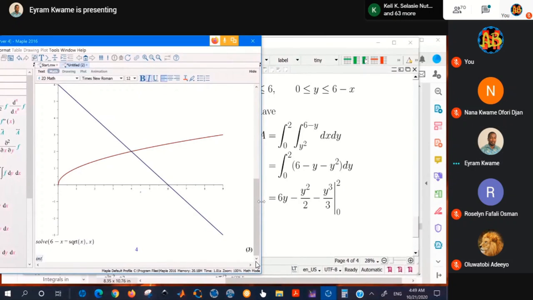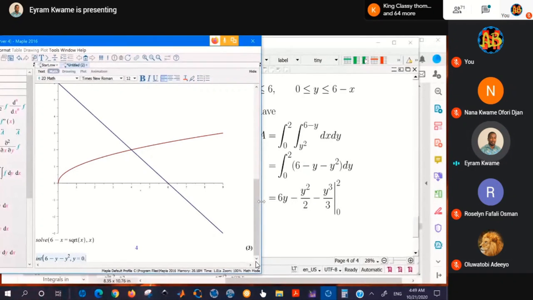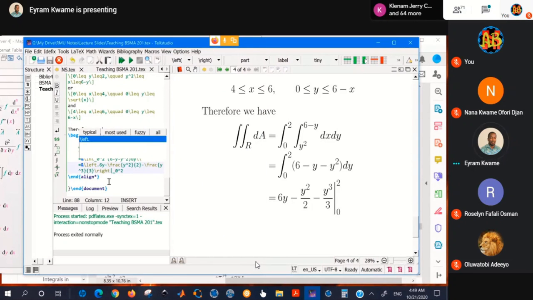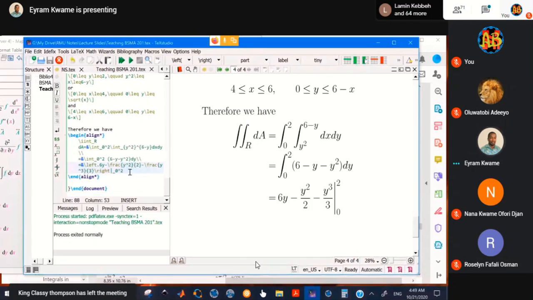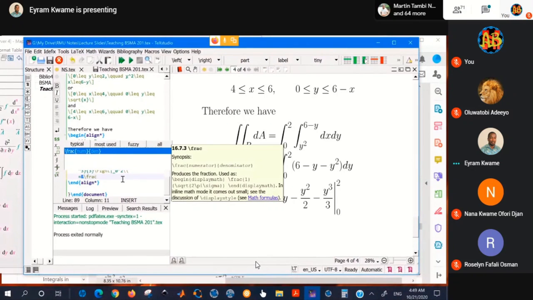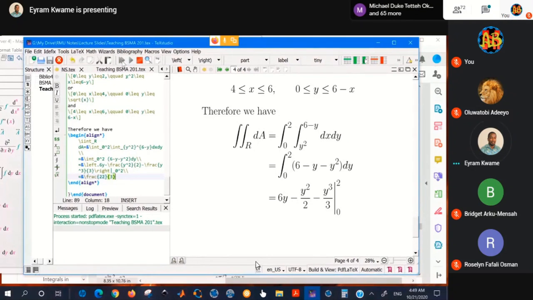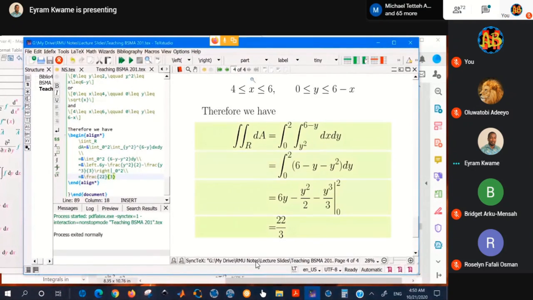So I'm integrating 6 minus y squared. I'm integrating y starting from 0 up to 2, close bracket, evaluate. 22 over 3. Yes. Thank you. Perfect.